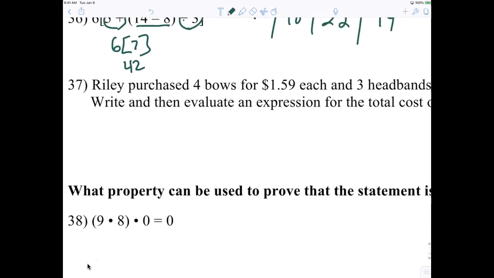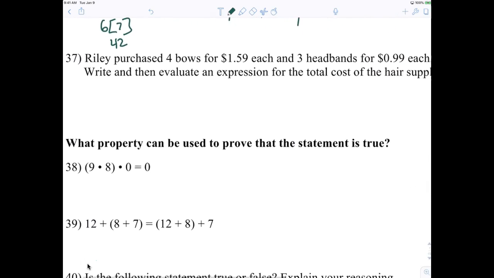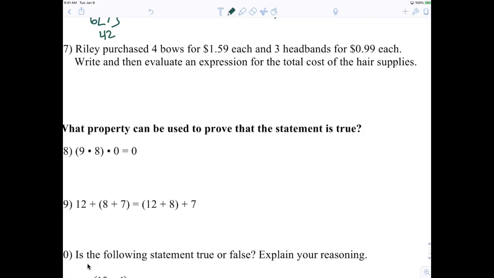All right. Now we're really going to concentrate on 37. Money is hard. I'm going to show you how to do it in your head in a second. It's very simple to do mental math. For the expression I do 4 times 1.59 plus 3 times 0.9. Exactly correct. Now I really want to concentrate up here, so I want you to put everything down and just listen to me for a second.